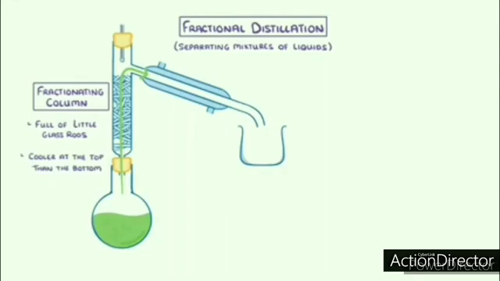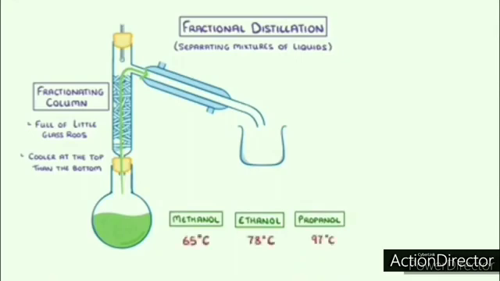Here in the round bottom flask, we use the three liquids that we talked about earlier: methanol, ethanol and propanol. This is a liquid mixture. You can see here all of them have different boiling points. So let's see how it works.